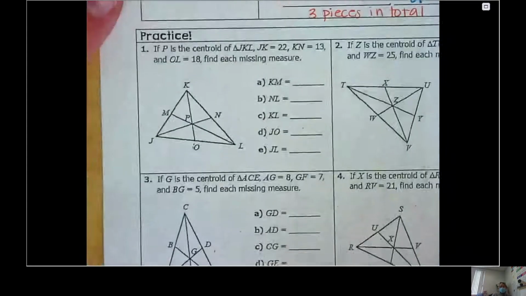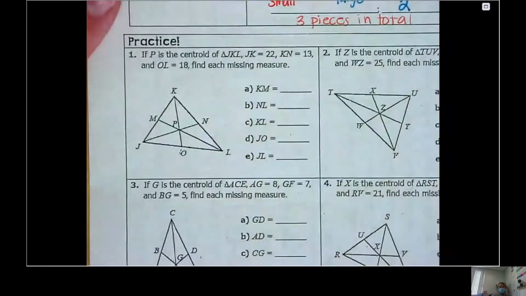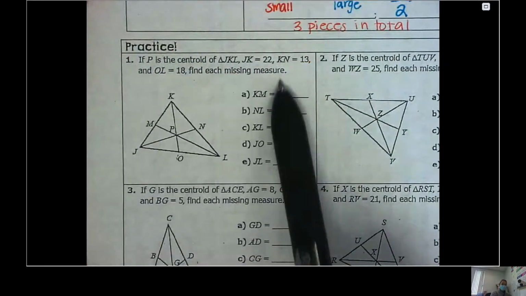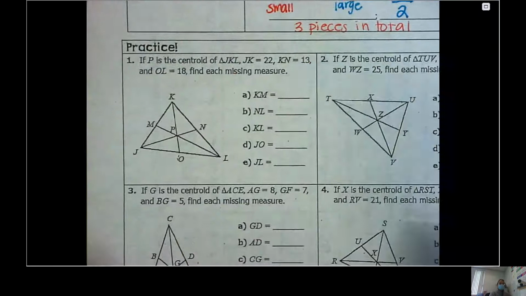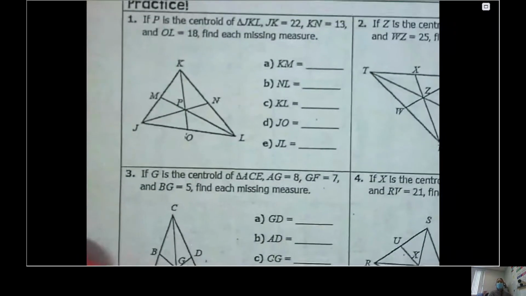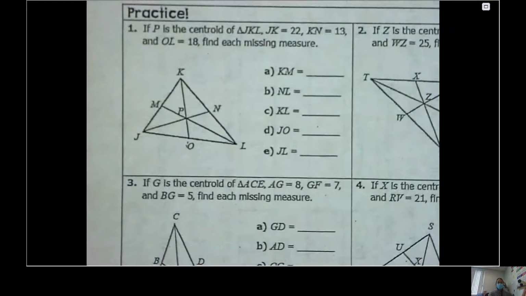Okay, so let's take a look at our first problem here. Number 1. If P is the centroid, so that means it's right in the middle there, and I give you a couple of these side lengths, I want you to find the missing side lengths over here. Okay, so P is in the center. So we're just going to mark each one of these numbers in our picture.